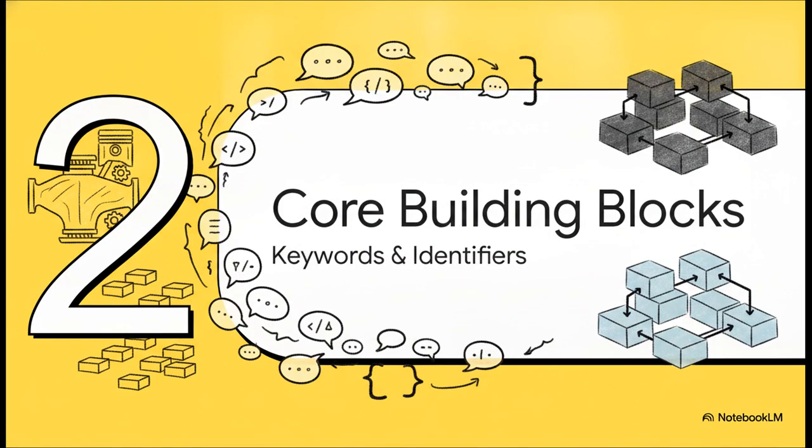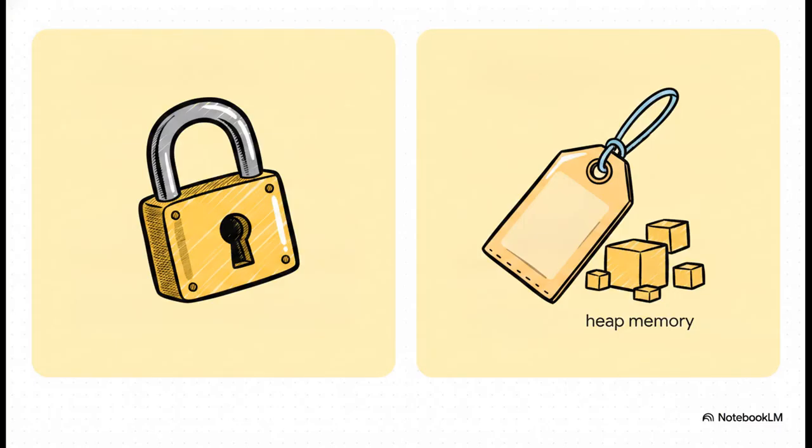Section 2. Core building blocks. Just like any human language, Python relies on a very specific vocabulary, but there's a strict line between the words Python keeps for itself and the ones we get to invent. On one side, we have keywords. These are reserved, completely unchangeable structural rules like if or for. You can't mess with them. On the other side, identifiers. These are your flexible, user-defined labels, think age or name. We use these identifiers to point to data stored in the computer's heap memory.